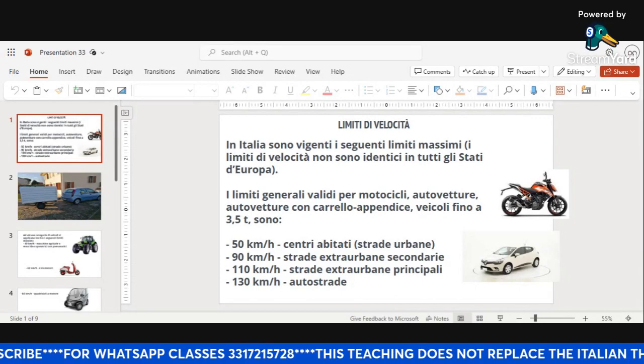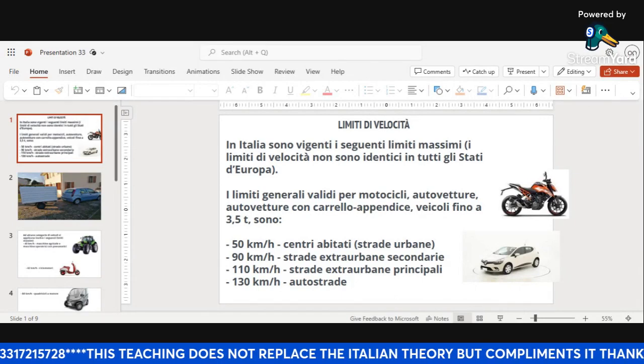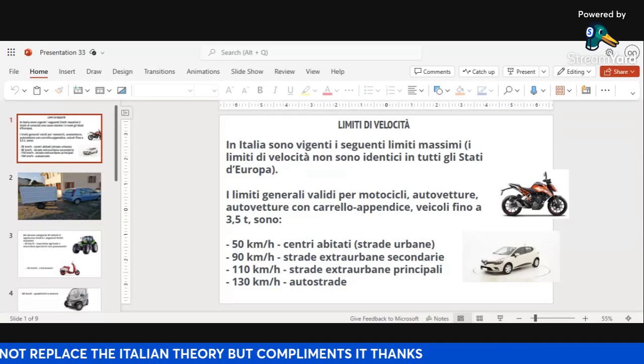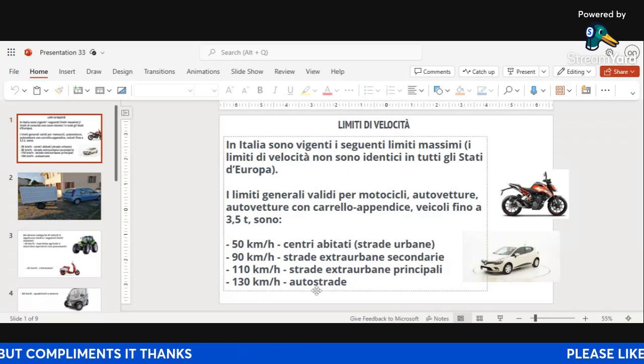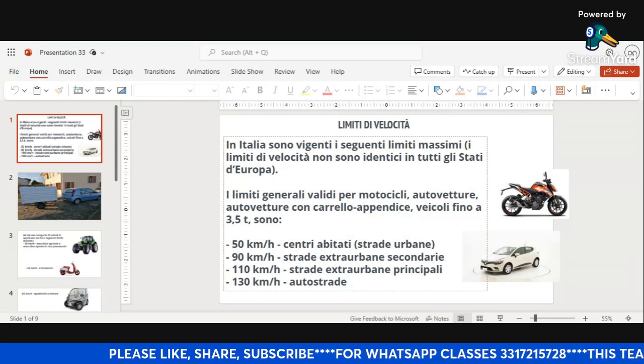Now we have 110 km per hour for strada extraurbana principale. For an extraurbana principale, the maximum speed limit is 110 km per hour. Now we'll go ahead and see autostrada. For autostrada, we have 130 km per hour. It means for autostrada, the maximum speed limit is 130.